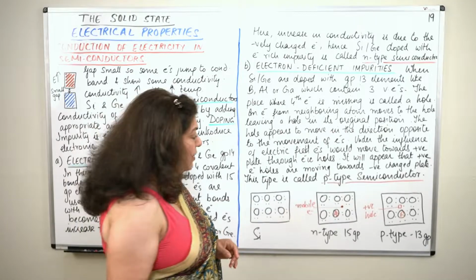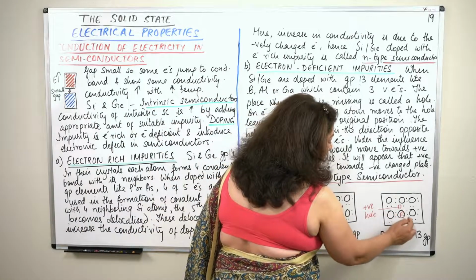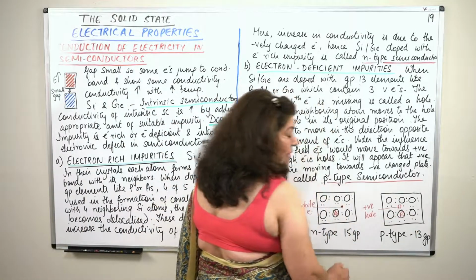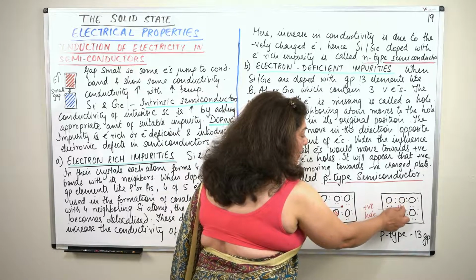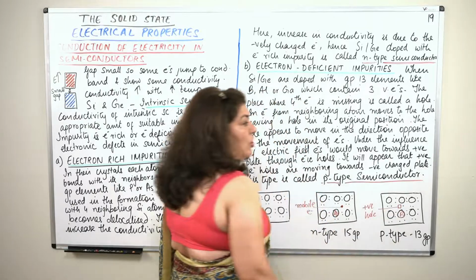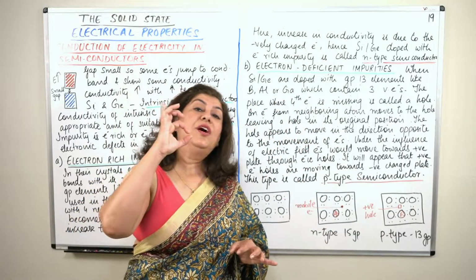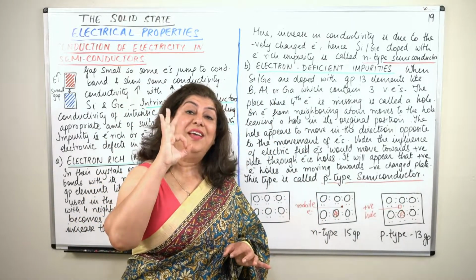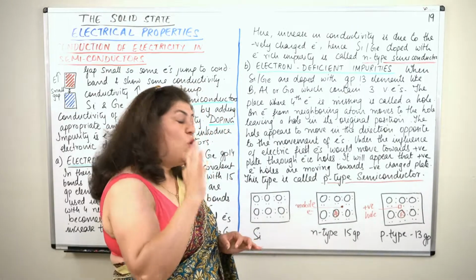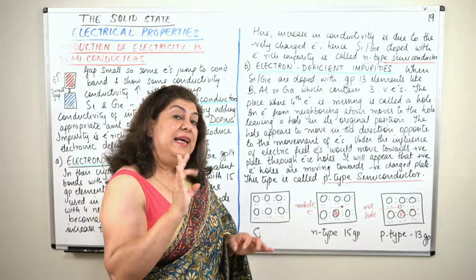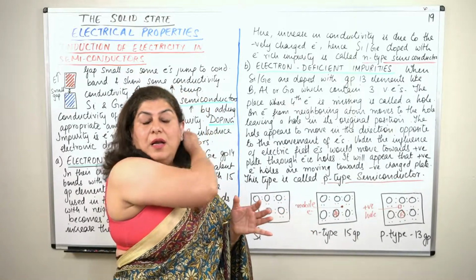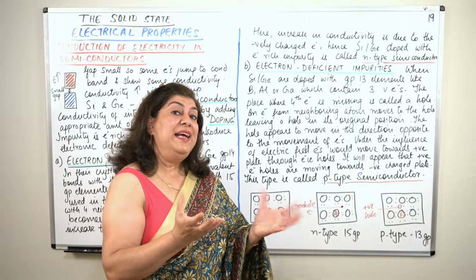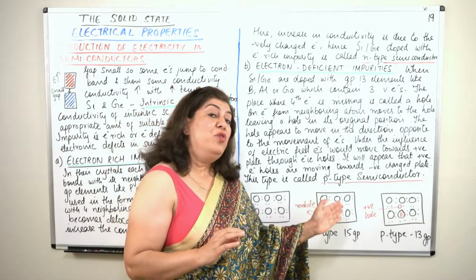But what about this one? Boron had only 3 electrons, it forms 3 bonds with 3 neighboring silicon atoms, but at this point here, this is silicon, it has 1 electron, but boron does not have an electron. So it creates a hole, a vacancy there. This hole that is created is an electron deficiency. There is no electron there. In order to maintain electrical neutrality, there should be 1 more electron here.